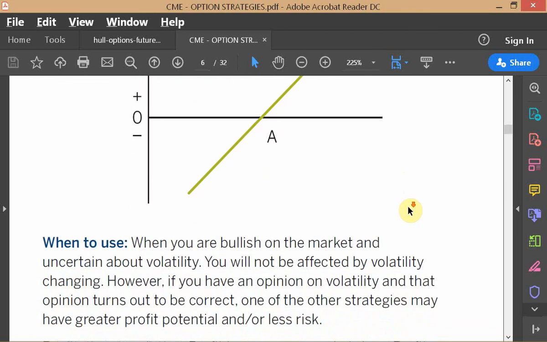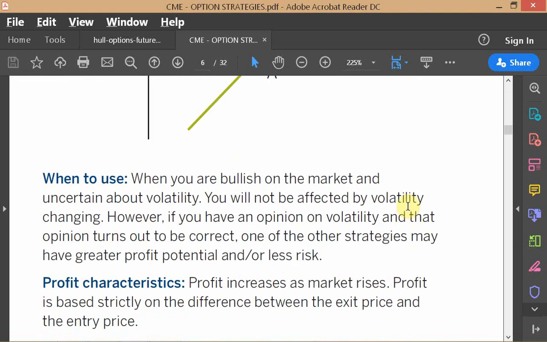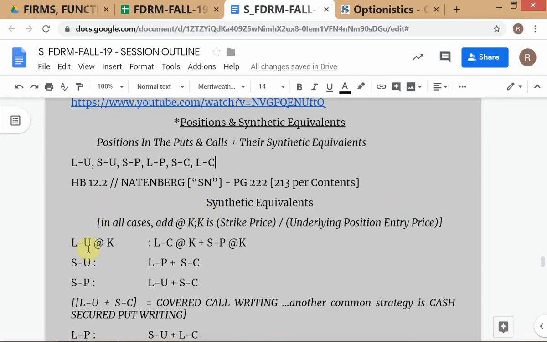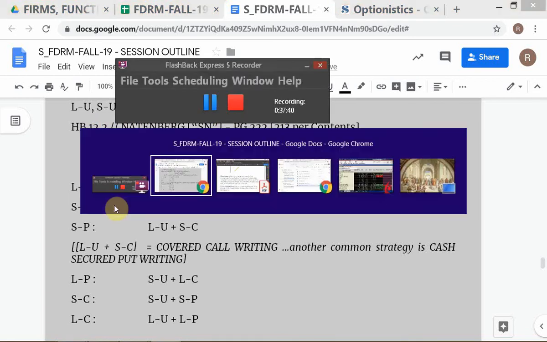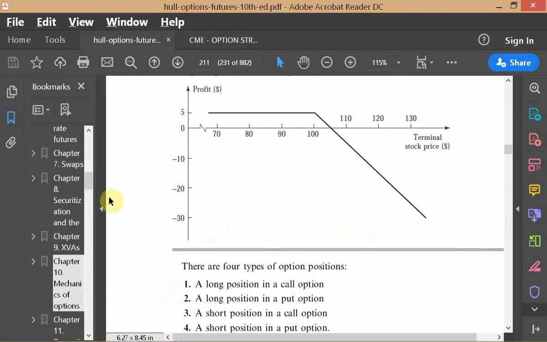Now let's understand the first example. Our first item is long call, long underlying. Everyone clear about synthetics? You'll understand a little bit more once you see the first example. I've given the contents for your 10th edition, sorry, this is for Natenberg. For Hull it is 12.2. You have to go to 12.2, but I'm explaining it. Let's go to Hull 12.2 also.